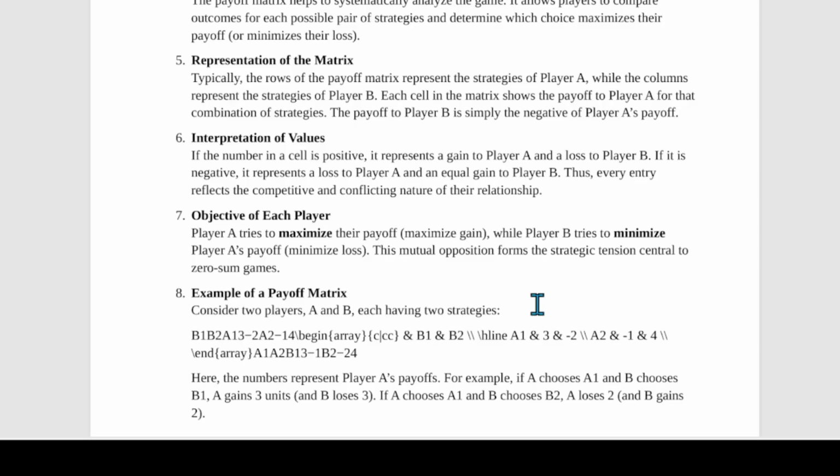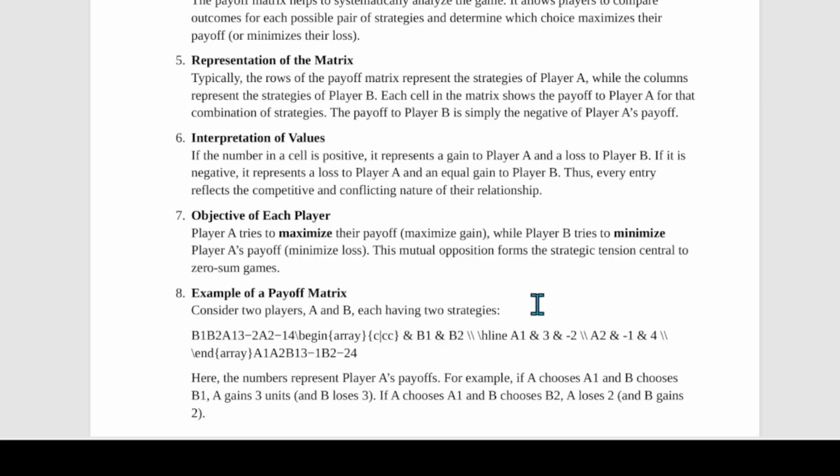Then we have the objective of each player. So player A tries to maximize their payoff, while player B will try to minimize player A's payoff, right? So it is not here to win on its own. It's over here to make A lose. Okay, so this mutual opposition forms the strategic tension central to zero-sum games. So basically, it is strategic because one's advances are the other person's loss.